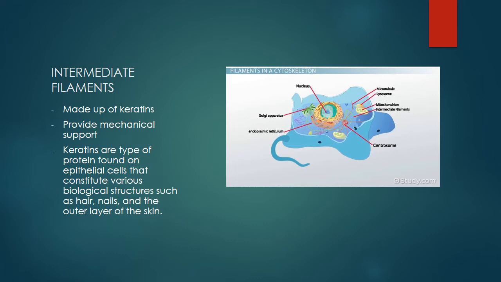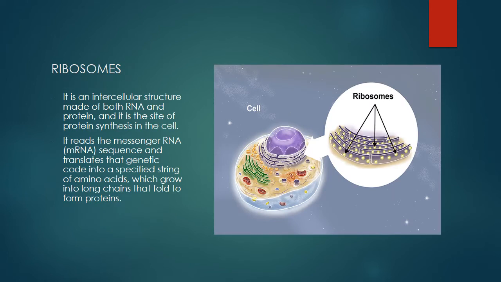Of the cell membrane is also called extracellular matrix. Ribosome. A ribosome is an intracellular structure made of RNA and protein, and it is the site of protein synthesis in the cell. It reads the messenger RNA sequence and translates that genetic code into a specific string of amino acids, which grow into long chains that code to form proteins. So, ribosomes are made of RNA and protein, and their function is to read RNA and synthesize protein.